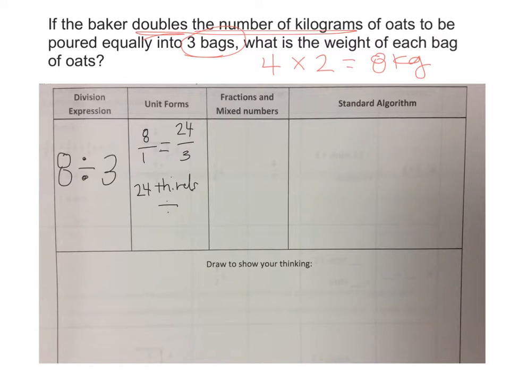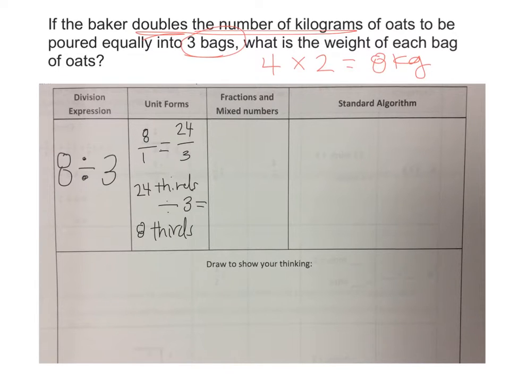divided by 3. And remember, we need to have an equal. So how many thirds would you have in each group if you're dividing? Oh, sorry, we're dividing by 3. If I'm going to divide 24 thirds into 3 different groups, how many thirds would be in each group? Everyone? 8 thirds.